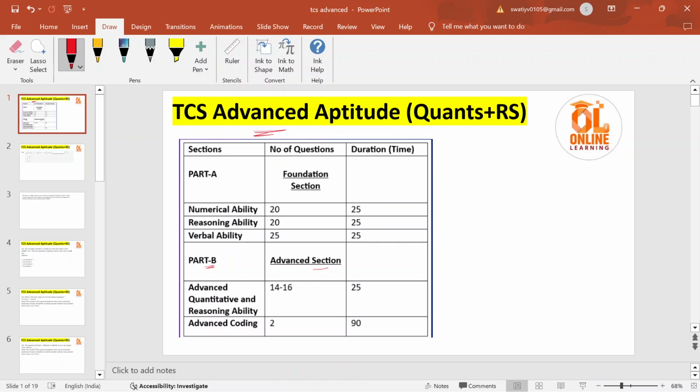In this, there will be a total of 14 to 16 questions, of both quantitative as well as reasoning. Both of these types of questions will be asked to you. The marks allotted for this part are 25 marks, and the coding part will also come in this advanced section only. Once again, if you want to crack Digital or Prime, this is a very important section which you need to attempt.